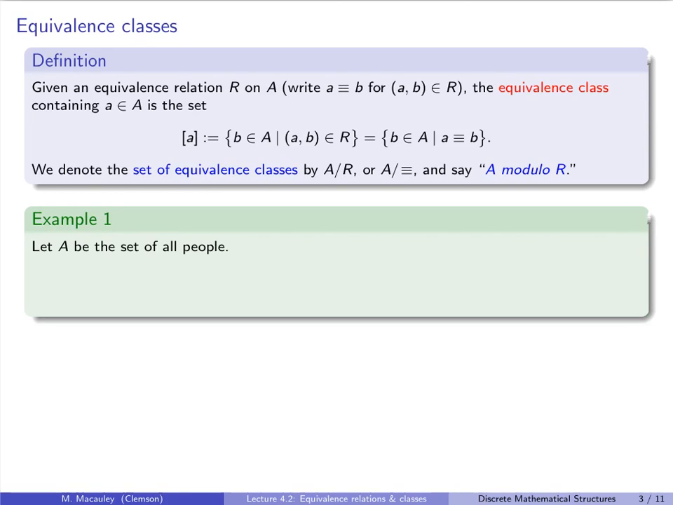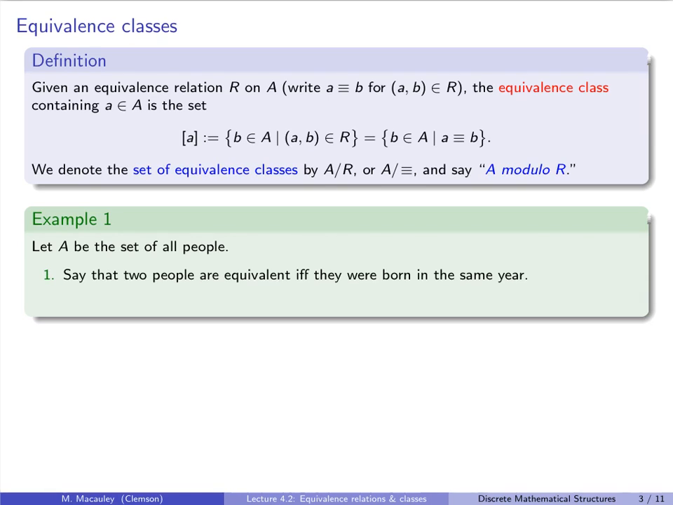Let's do some examples. In the first one, let big A be the set of all people. First, consider an equivalence relation defined as follows. Two people are equivalent if and only if they were born in the same year. That is clearly reflexive. Everybody is born in the same year as themselves. It's symmetric. If Alice is born in the same year as Bob, then Bob is born in the same year as Alice. And it's transitive.